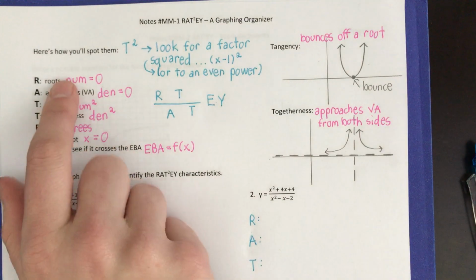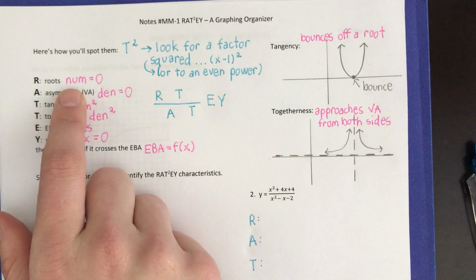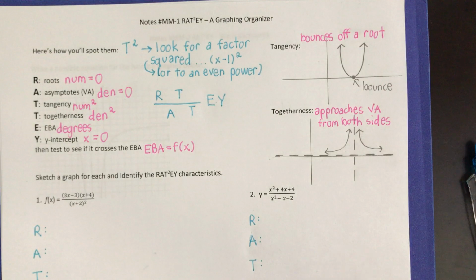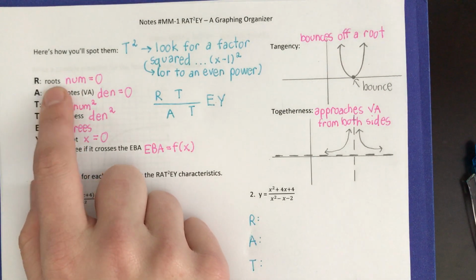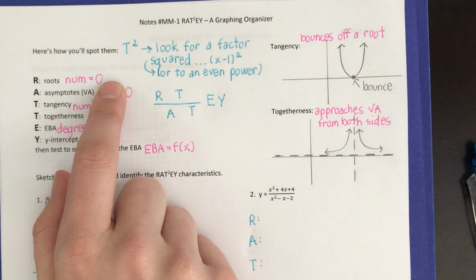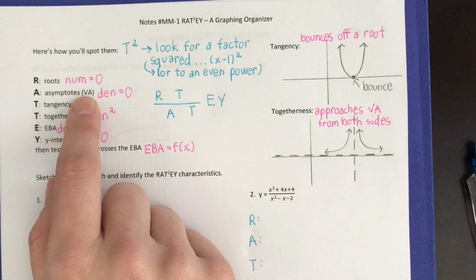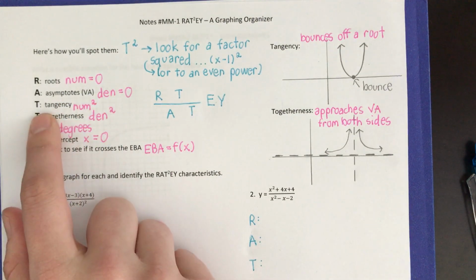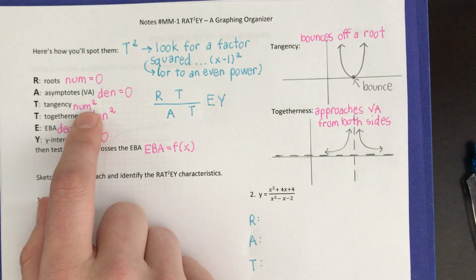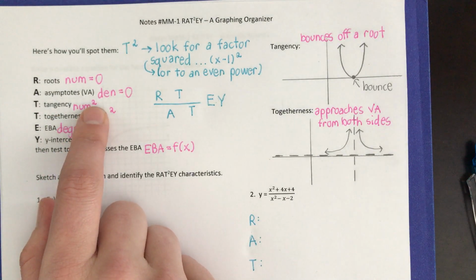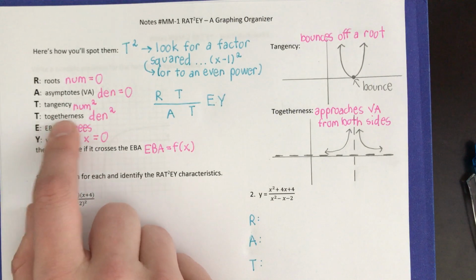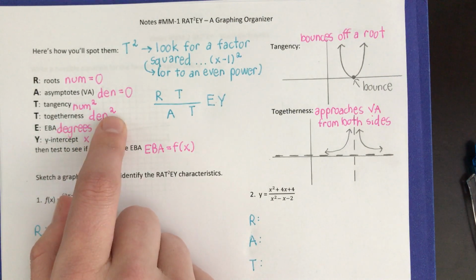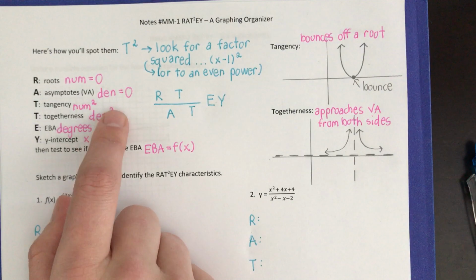Okay, so RADY is a graphic organizer to help you with pretty much all that we've learned with rational graphs. I think you're really going to love this lesson. It's probably my fave. Okay, so the R stands for roots. Remember, you set your numerator equal to 0. A stands for asymptotes, but only vertical. Okay, and that's when you set your denominator equal to 0. T, tangency, you're looking for factors in the numerator squared or even. Okay, togetherness, denominator squared. Okay, factors of the denominator squared.